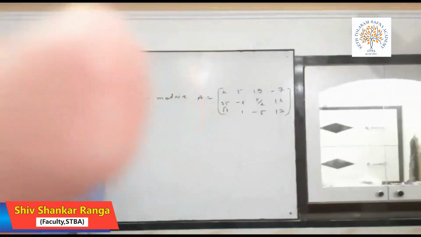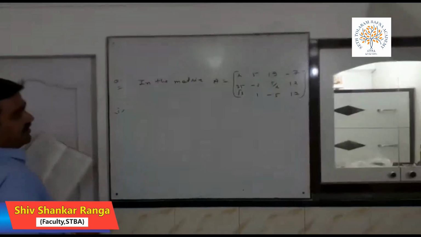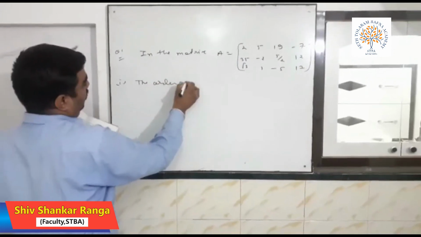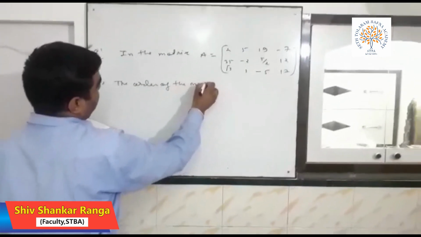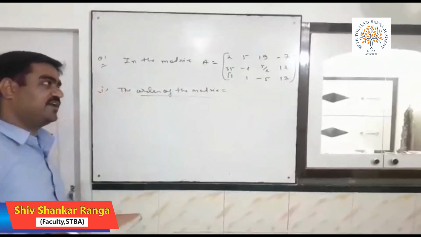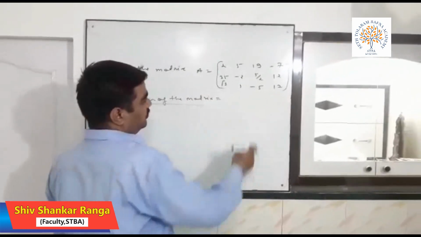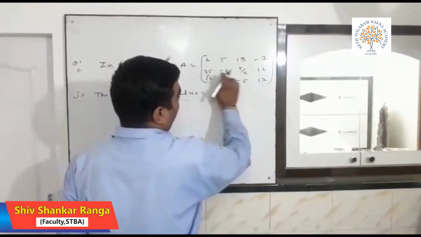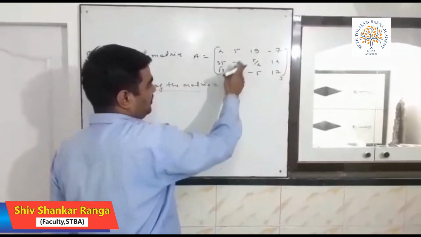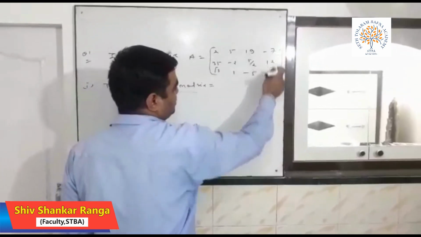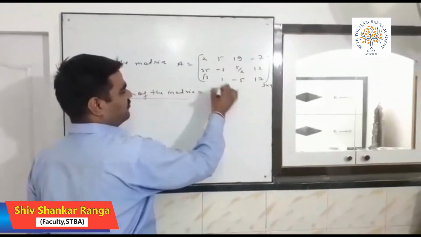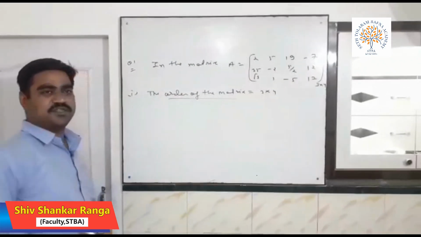Question number first. The order of the matrix. To find the order of the matrix, calculate the rows R1, R2, R3. Then the value of m is 3. Columns C1, C2, C3, C4. Then the value of n is 4. So the order of the matrix is 3 by 4. Then order of matrix is 3 by 4.